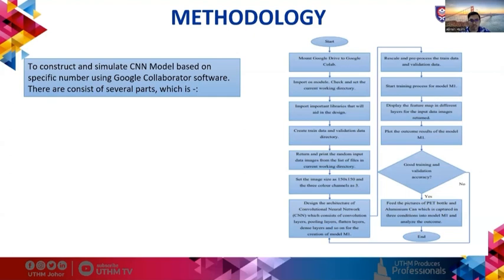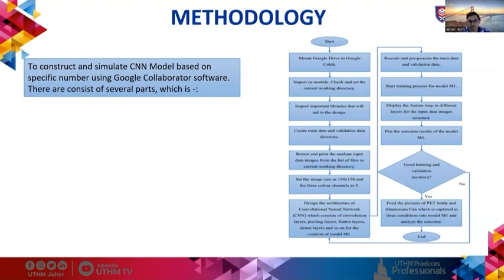Next, we design the architecture of the convolutional network, which consists of the convolutional layer, pooling layer, flatten layer, and dense layer, and so on, to create the model. Next, we rescale and pre-process the train data and validation data. Next, we start the training process. After that, we display the filters and feature maps in different layers.